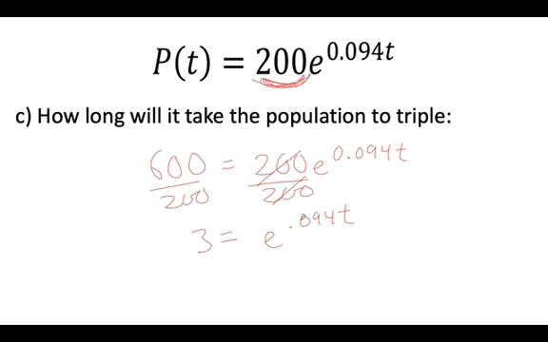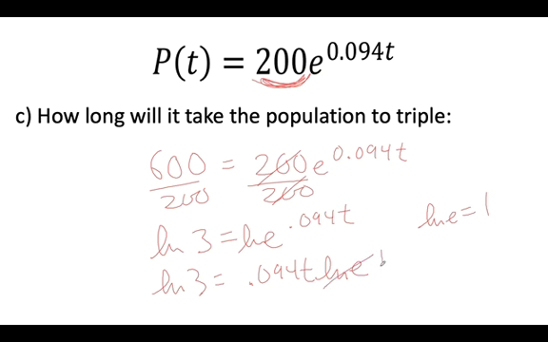Now to solve this, I have to get that exponent down, so I'm going to impose logarithms on both sides. You can impose a log, or you can impose a ln on both sides. It doesn't matter. You get the same thing anyway. So I'm going to ln both sides. I'm going to swing that exponent down. So I'll have ln 3 equals 0.094t ln e. And this is nice, having this ln e here, because we know ln e is just equal to 1. So that is just going to become 1, which is great.